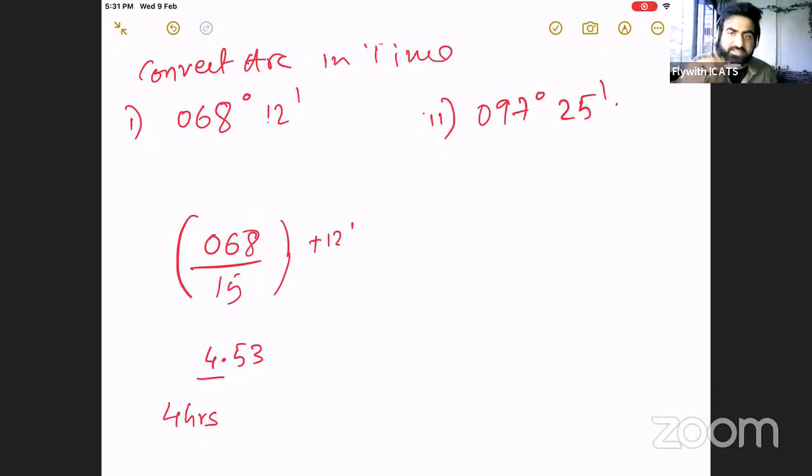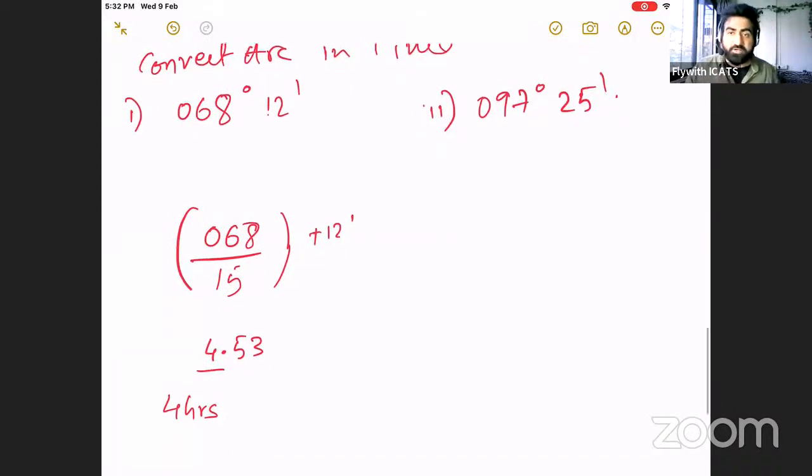So for any decimal value above 5, your minutes will be above 30. Any decimal value below 5, your minutes are going to be below 30. It is a common sense idea that I'm giving. How do I convert it into actual minutes? 0.53 into 60, plus 12 minutes.